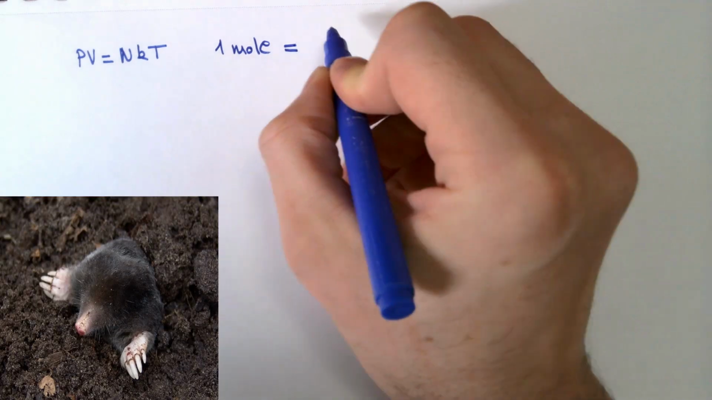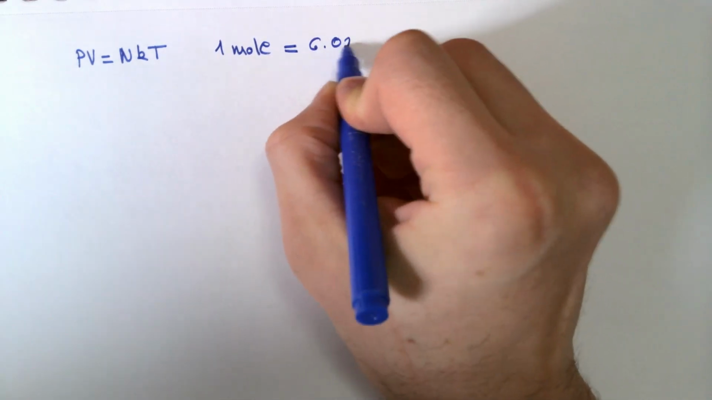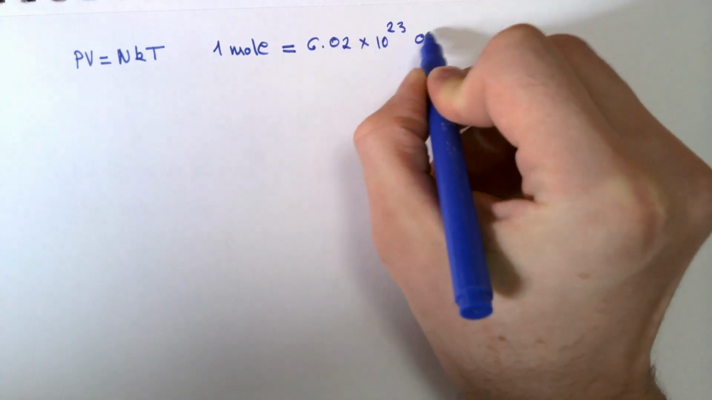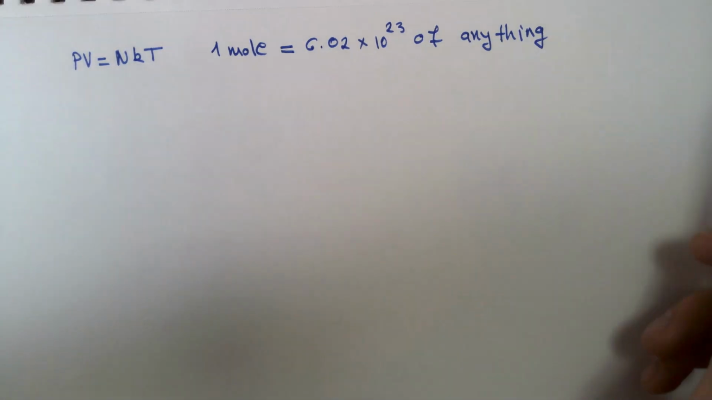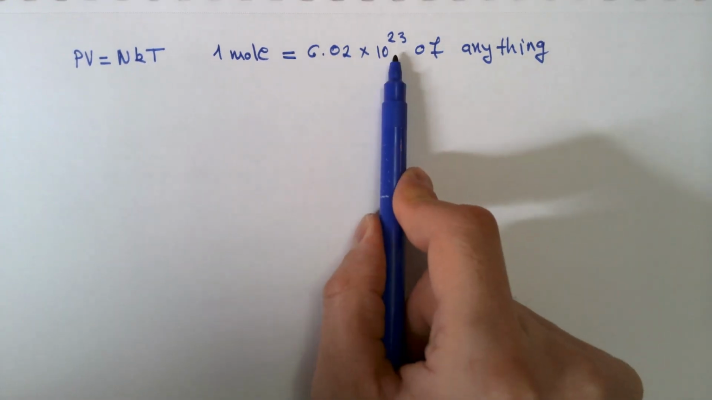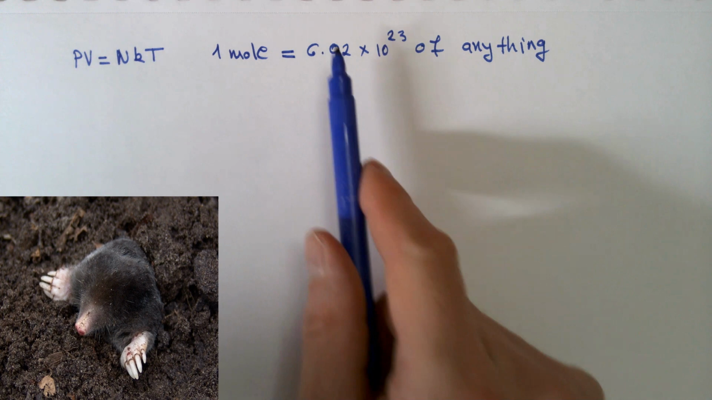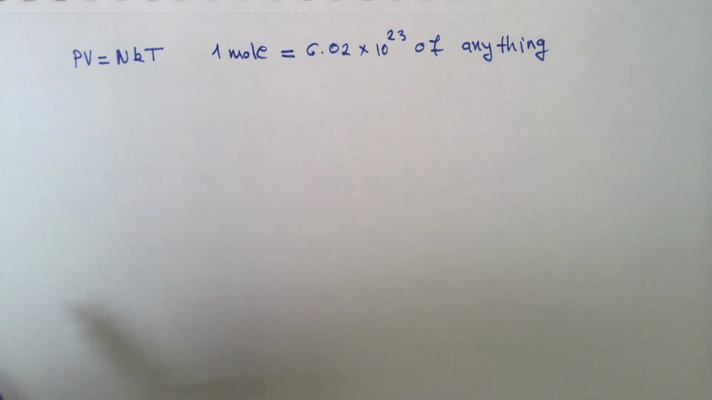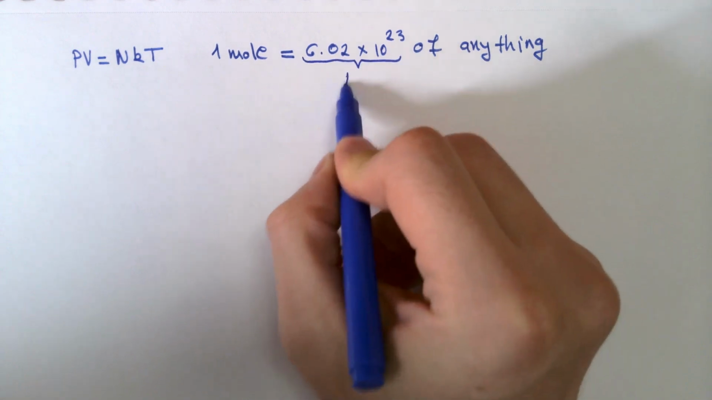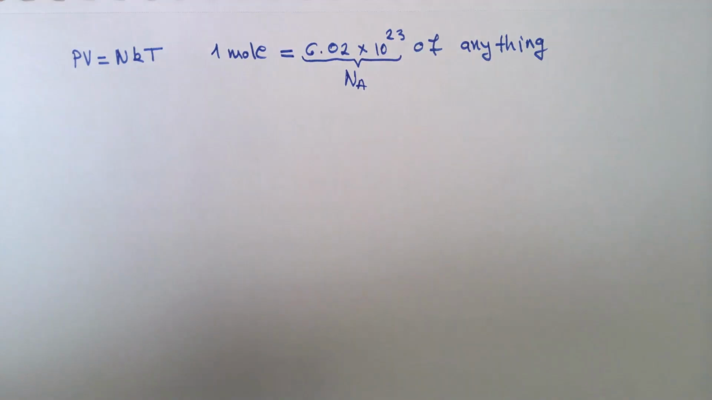And that 1 mole is 6.02 times 10 to the power 23 of anything. So 1 mole of atoms is this many atoms. 1 mole of tractors is this many tractors, and so on. And this number has a name, it's called NA, Avogadro's number.